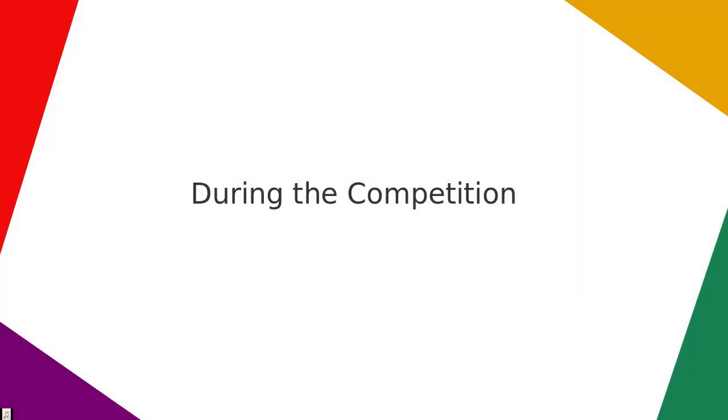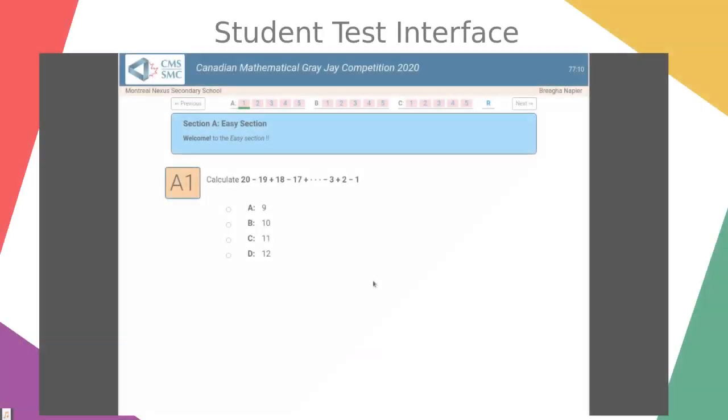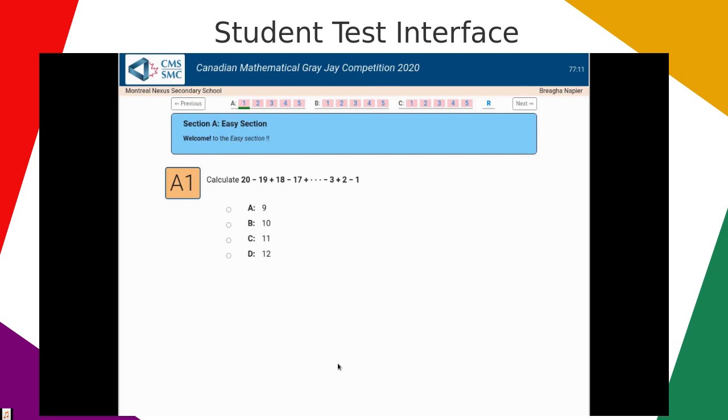So what happens during the competition? Let's see how it looks for the student. Here's an example with questions taken from the 2020 Grade J. Each question appears on its own page. Normally, the student is expected to click the choice and then click Next. In the upper right-hand corner of the page, the student can always see how much time remains.